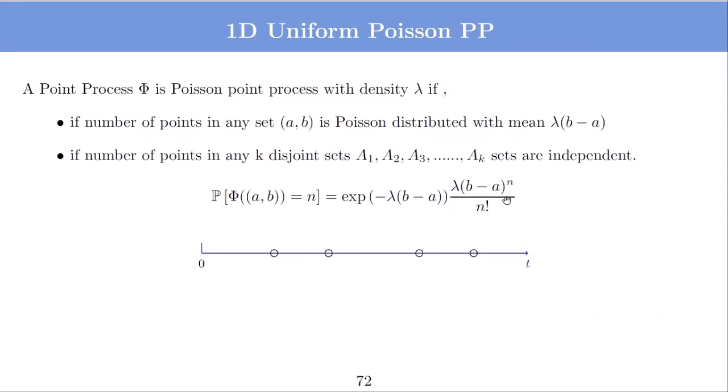And the second property is that if we consider the number of points in any k disjoint sets, then these are all random variables. The number of points in A1 and the number of points in A2 are independent of each other.